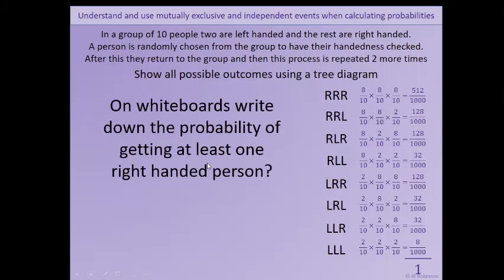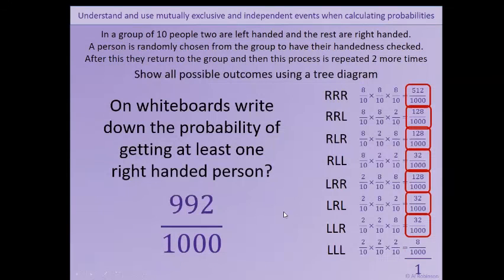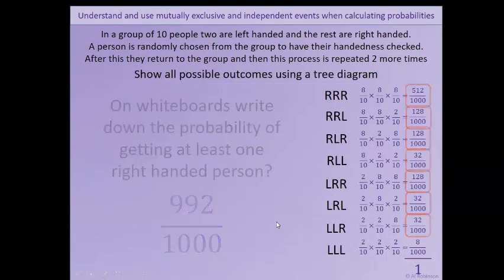Write down the probability of getting at least 1 right-handed person. So at least 1, so it could be 1 or more. So it could be the first, or it could be the next one, or this one. We've got at least 1 here, at least 1 here, and here, and here. So you add them up all together, and you've got 992 out of 1,000.